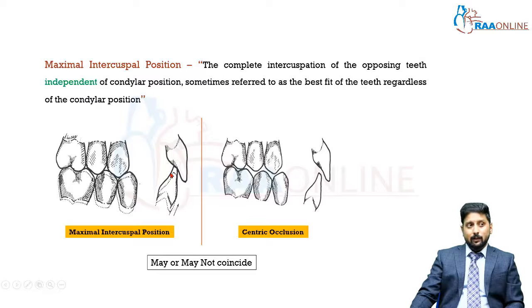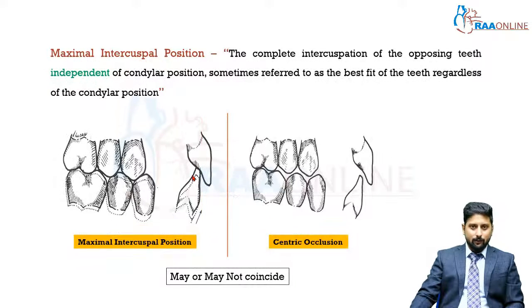It is seen that in most dentate patients, that is patients who have all their teeth, these two positions do not always coincide. That is, the position that is best for the mandible and the condyle and the position that is best for the teeth may not coincide in many patients. There is a slight difference between the two. That is why in centric occlusion you can find that there is a slight gap between the teeth, because this may not be the best fit for the patient. I will be going more into this in the upcoming slides.